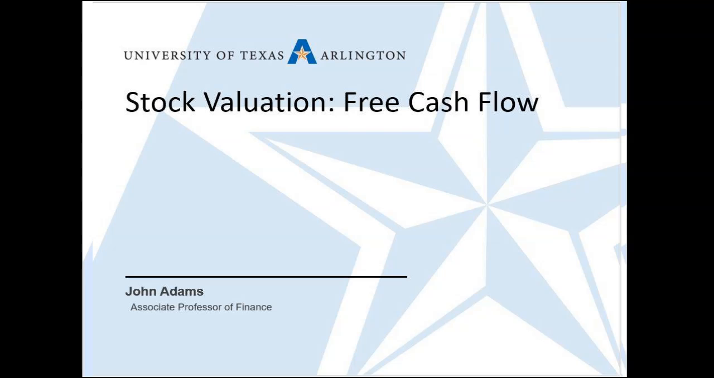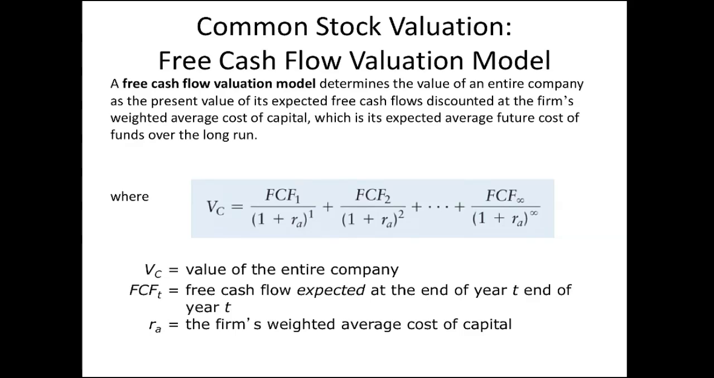The free cash flow method helps us to value stocks that don't pay dividends, and perhaps we don't foresee them paying dividends anytime in the near future. So under the free cash flow valuation model, we first determine the value of the entire company as the present value of its expected free cash flows discounted at the firm's weighted average cost of capital. And that gives us a value, VC, for the entire company. So we're simply discounting these free cash flows at the firm's weighted average cost of capital to arrive at the value of the entire company.